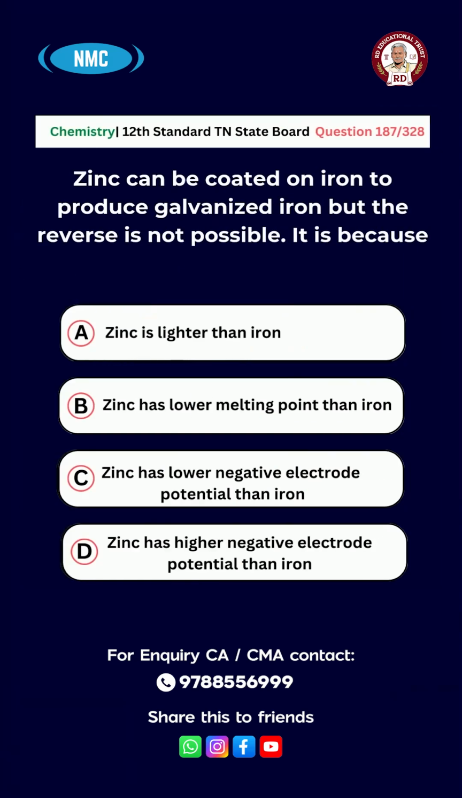Question number 187. Zinc can be coated on iron to produce galvanized iron, but the reverse is not possible. It is because: option A, zinc is lighter than iron; option B, zinc has lower melting point than iron; option C, zinc has lower negative electrode potential than iron; option D, zinc has higher negative electrode potential than iron. The correct option is option D, zinc has higher negative electrode potential than iron.